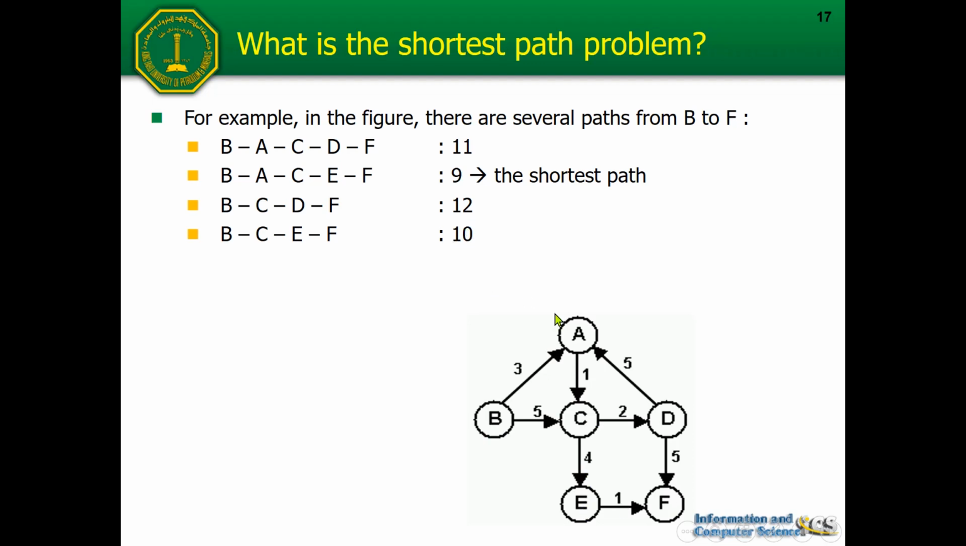So if we want to minimize the resource that we are going to spend in order to reach F from B, then we should pick the second path, BACEF. That is the shortest path problem. I think the definition of the shortest path problem is not too difficult to understand. You can always think like this. For example, the vertex represents a city. So now you want to fly from city B to city F.